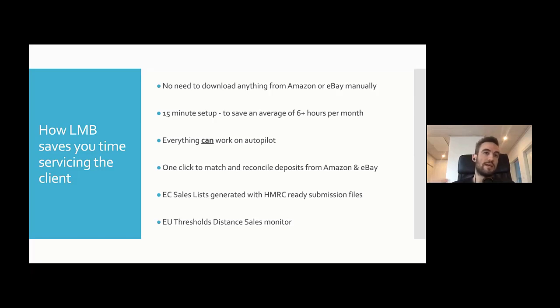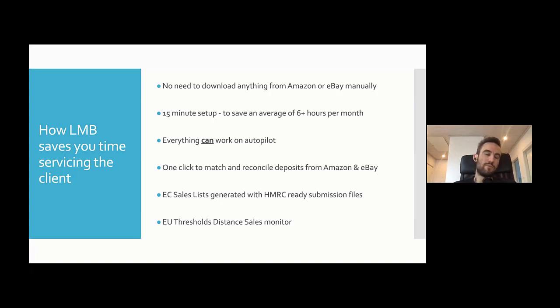The reason I've underlined "can" is because some people like to see the information in Link My Books and then manually click the send buttons so they can check everything. Most users will do that a couple of times and then they'll turn on our automation. So it'll just come straight in from eBay, come straight in from Amazon, be processed to their requirements, and then sent straight across to Xero or QuickBooks. It's one click to match and reconcile deposits from Amazon or eBay, which you'll probably not have seen if you've been doing it manually, because it's hard when the payments are coming in every 2 weeks and some of the reports are monthly. So it's hard to match everything up. I can show you how easy that can be.